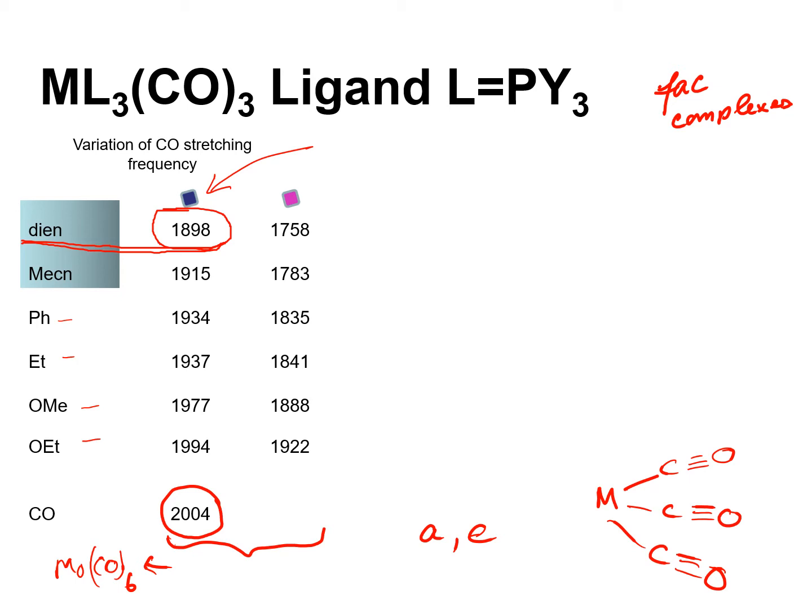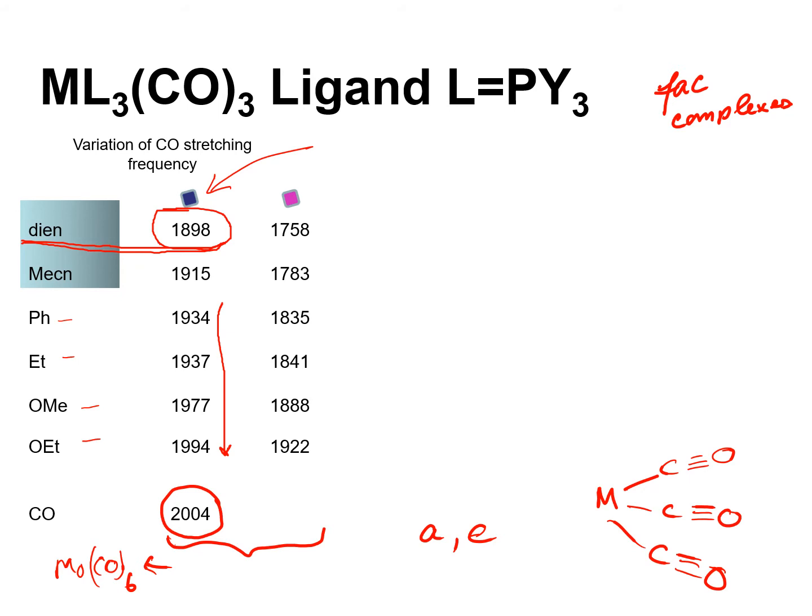2000 centimeter minus 1. So in other words, as I increase the pi acceptor character of the phosphorus ligand, the stretching frequency of carbon monoxide is going up in the trans position.